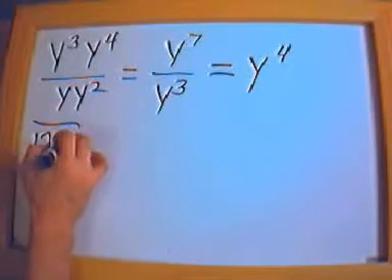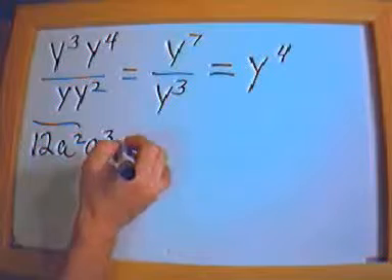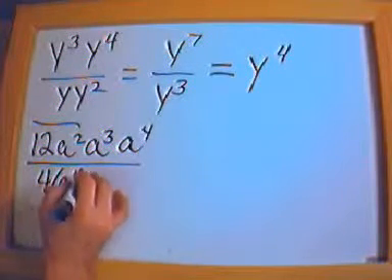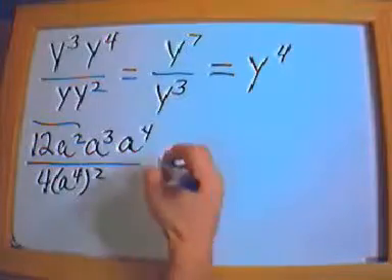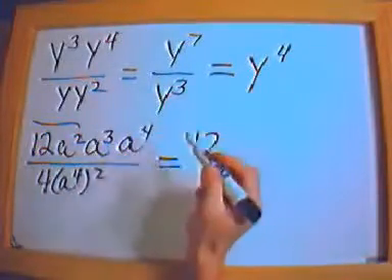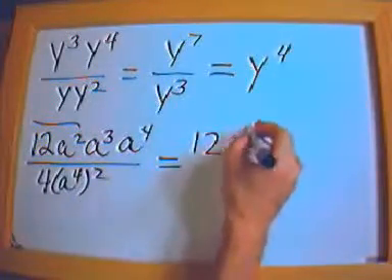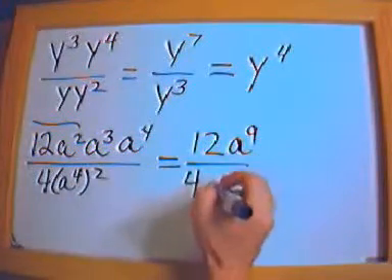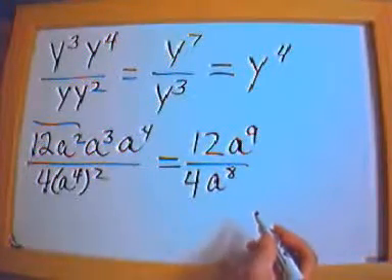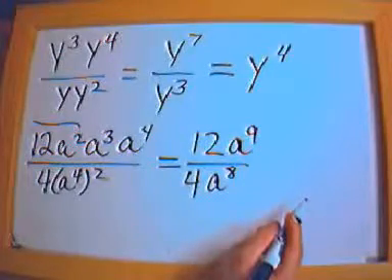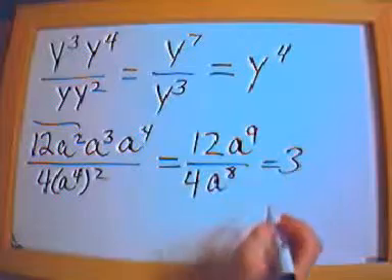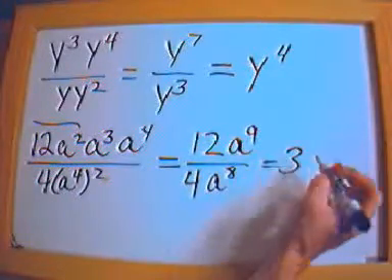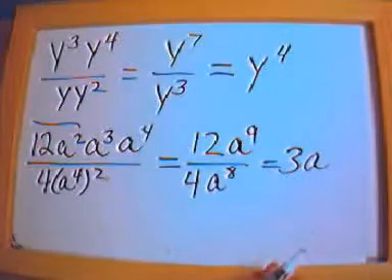Let's say we had 12a squared times a to the third times a to the fourth over 4 times (a to the fourth) all squared. Well, the top is easy. It's 12, and I just add these exponents up. 2 plus 3 is 5, 5 plus 4 is 9, so 12a to the 9th over, and then I've got a 4, and then I've got a to the 4th power raised to the 2nd power, which is a, and then 4 times 2 is 8. Okay? Now, 12 divided by 4 is 3, so I can just write a 3 out there. I can get rid of these numbers. And likewise, I've got an a to the ninth and an a to the eighth. And the way to simplify that, 9 minus 8 is 1, so I've got a to the 1, which is implied there, so it's just 3a.